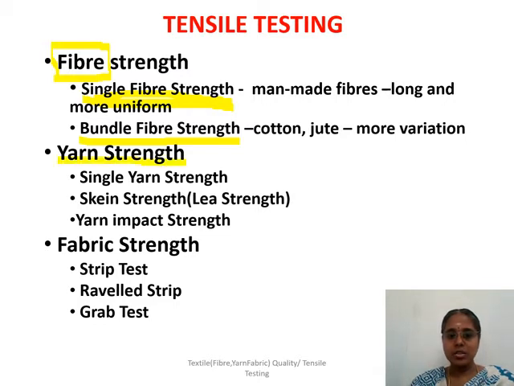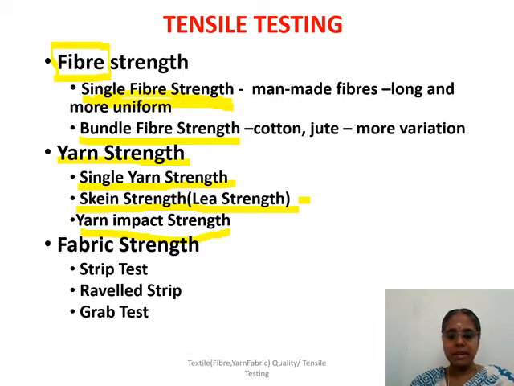Then in yarn strength, you have single yarn strength, wherein a single yarn is kept between the two jaws and tested. Then skein strength or Lee strength, wherein a bundle of yarn is tested. A Lee has 80 threads in it. The total length of the yarn is 120 yards. You use a wrap reel. Hope you all have seen a wrap reel, wherein you form the Lee, and that Lee is taken for testing, and you find the count strength product from this Lee strength.